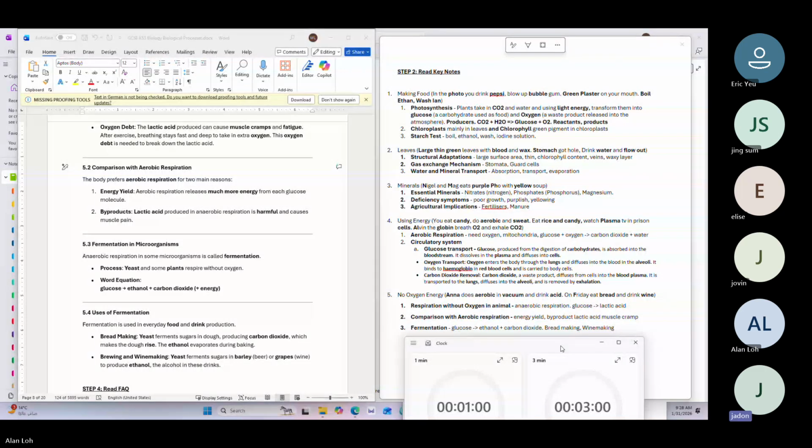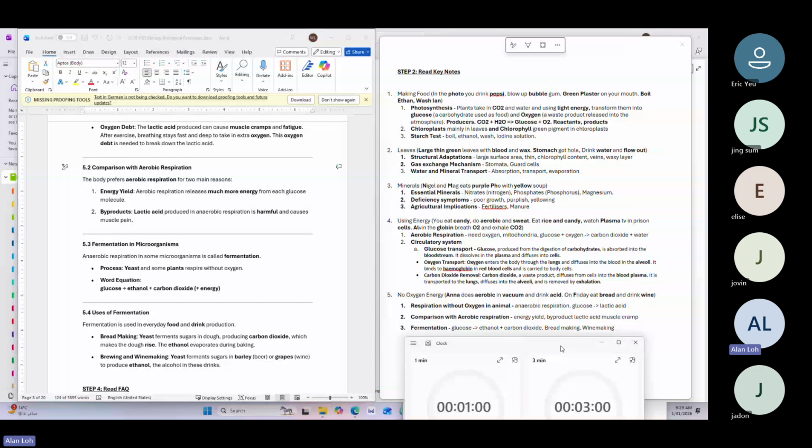The leaves. Yes. Number 3. Mineral. Yes. Number 4. Using energy. And then number 5. Anaerobic respiration. Yes, no oxygen, right? Not using oxygen. So it could be anaerobic, it could be fermentation. Yes. So that is the right answer.